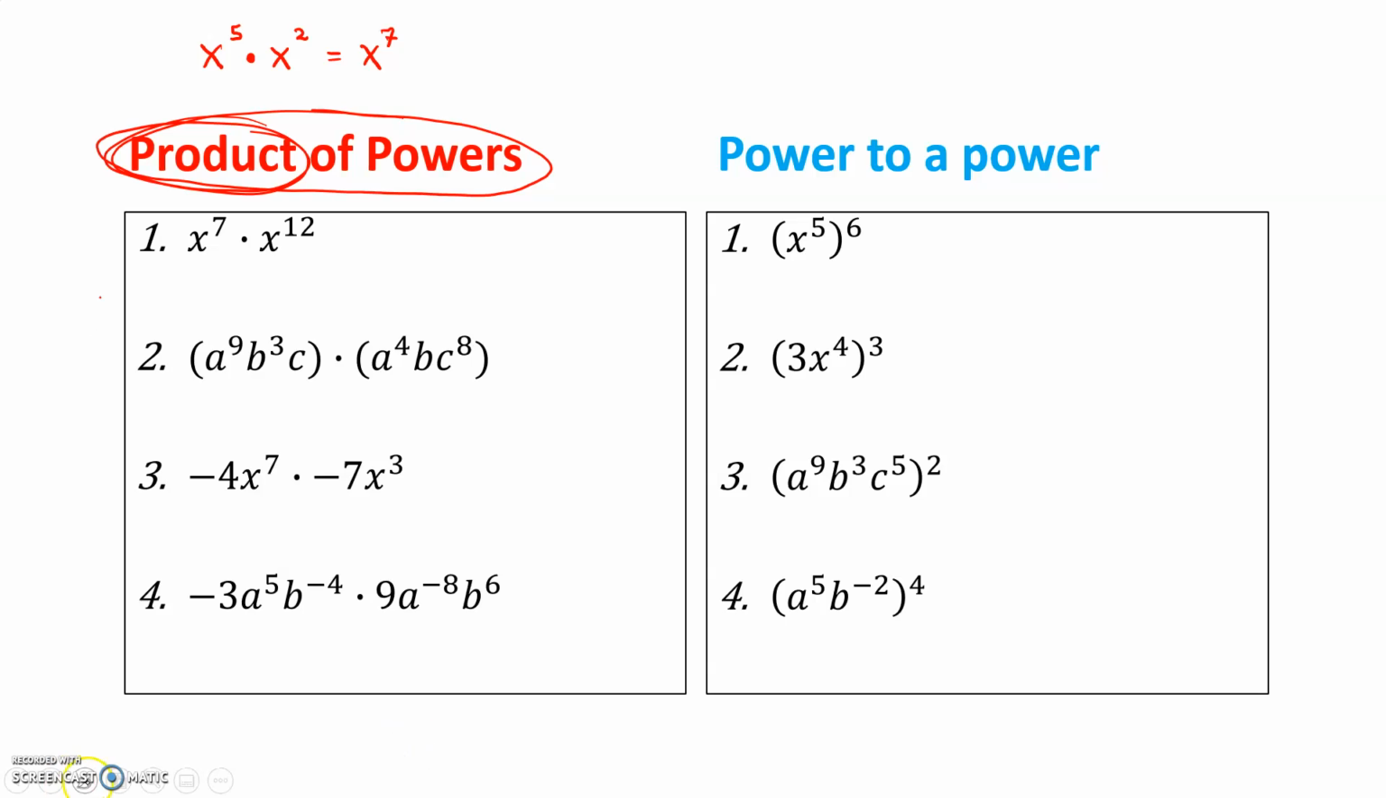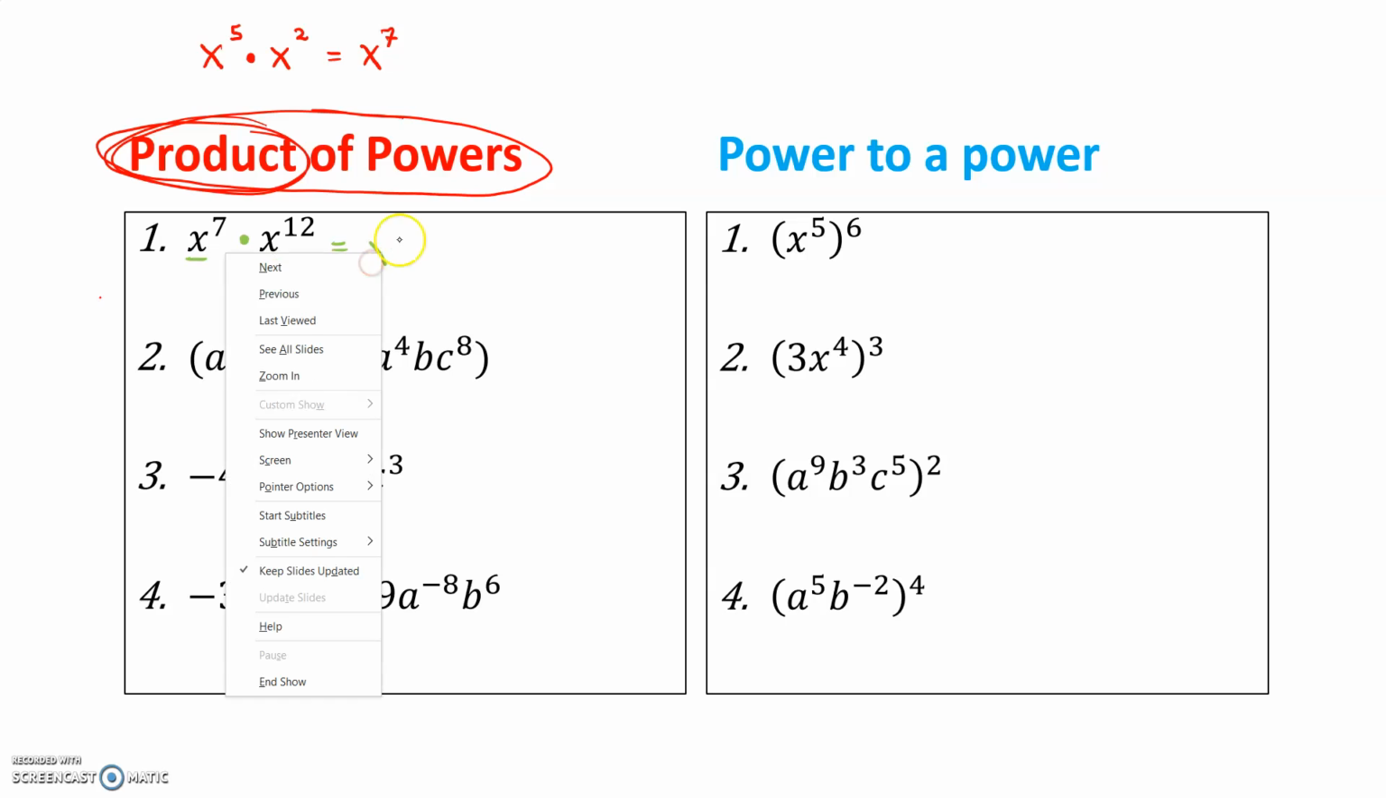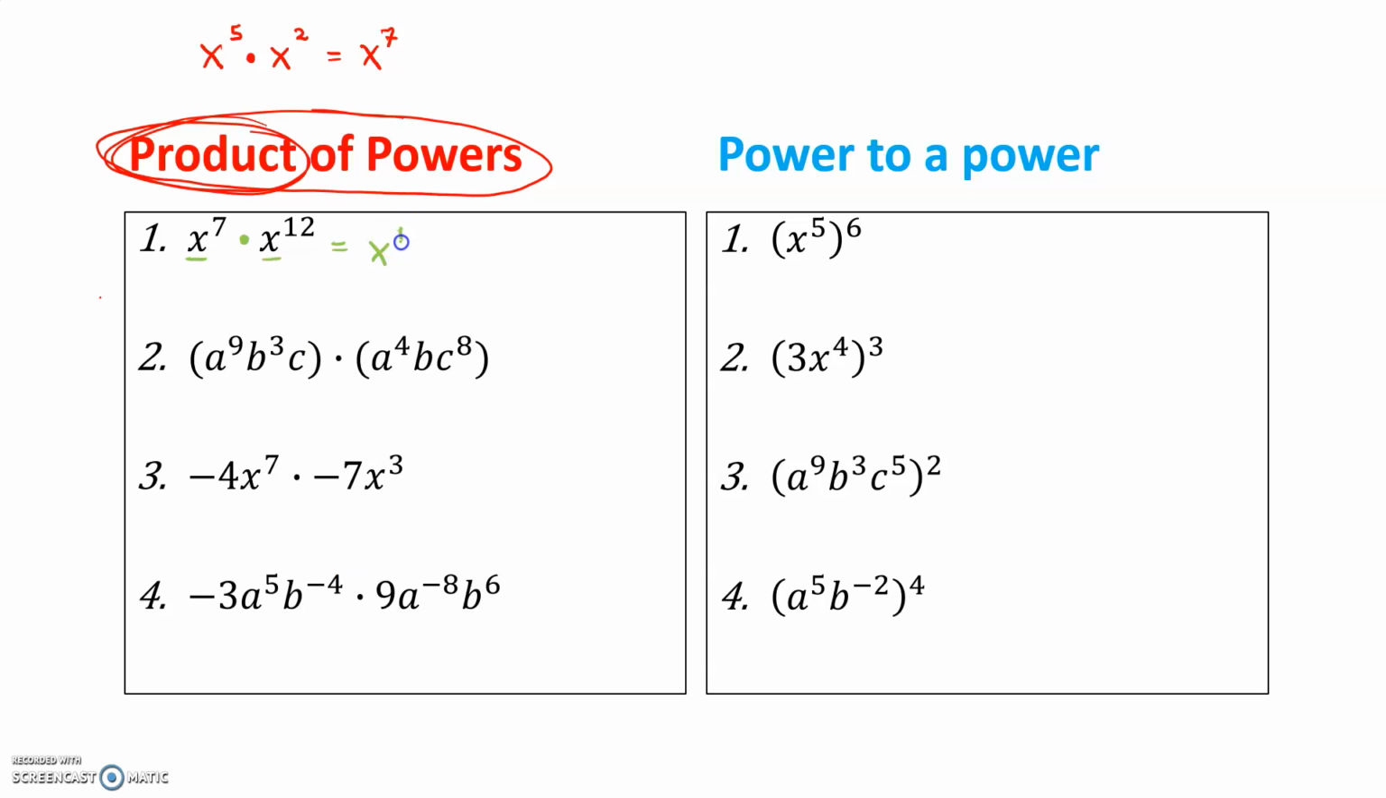All right, so we took a minute and we tried these problems out. So let's go through the solution. So on number one, we are using product of powers. Are we multiplying? Yes, we are multiplying. Do we have the same base? Yes, we have x and x. So what do we do with those exponents? We're simply going to add them. So 7 plus 12 gives us 19. This should say x to the 19th power. That should have been your answer for number one there.